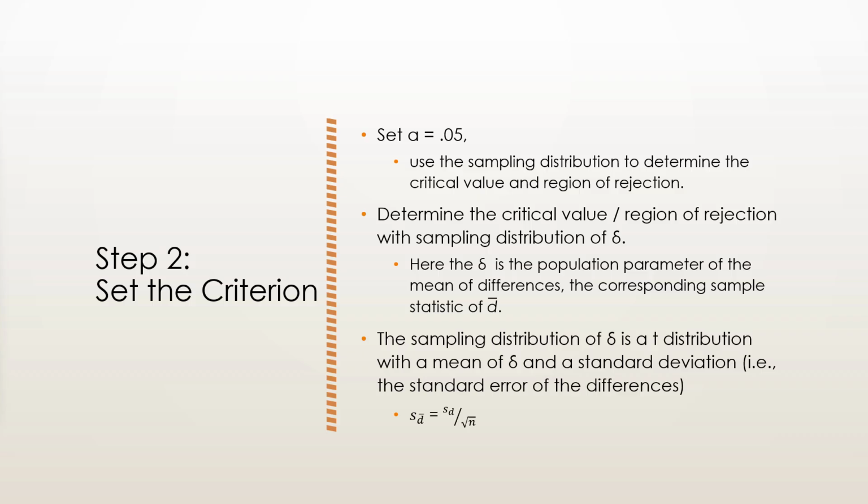Assuming that all possible samples of the same size were taken, the means of the differences would form a t-distribution. Here, delta is a population parameter. The corresponding sample statistic is the small d with a bar on top. The sampling distribution of the mean of the differences has a mean of delta equals 0 and a standard error calculated as the standard deviation of the difference scores divided by the square root of sample size n.